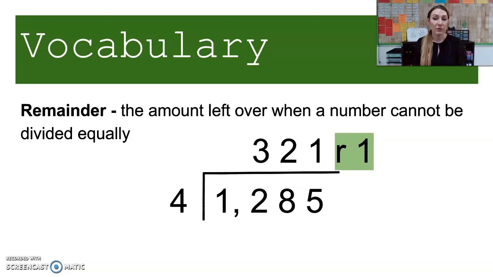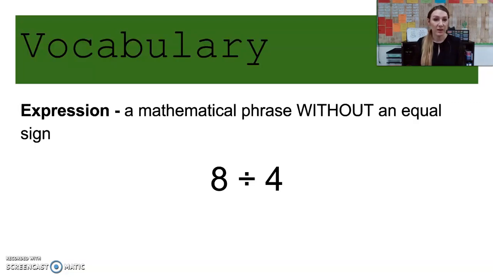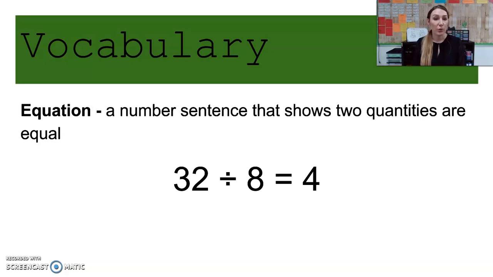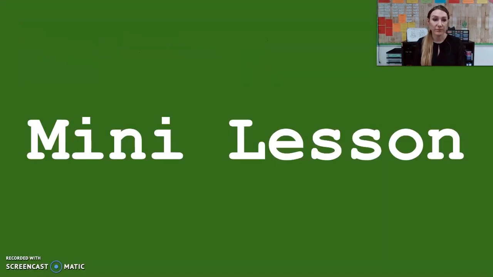Remainder is the amount left over when a number cannot be divided equally. Expression is a mathematical phrase without an equal sign. Equation is a number sentence that shows 2 quantities are equal.